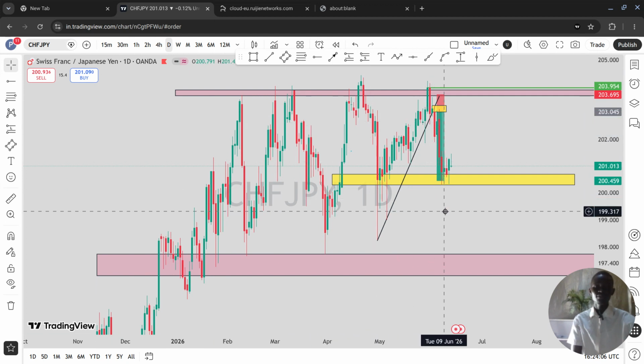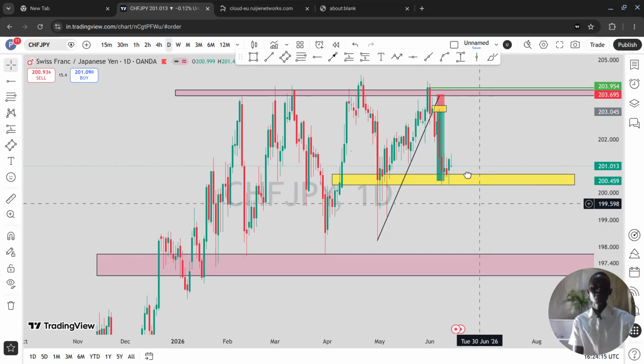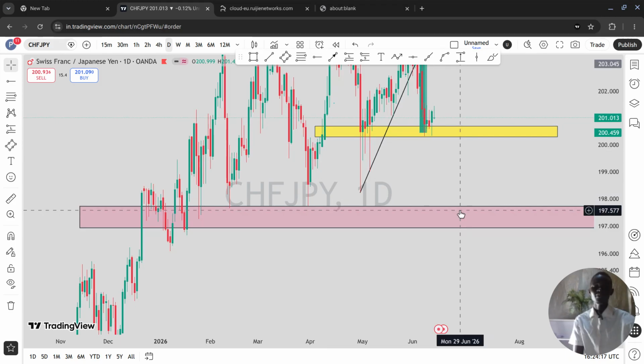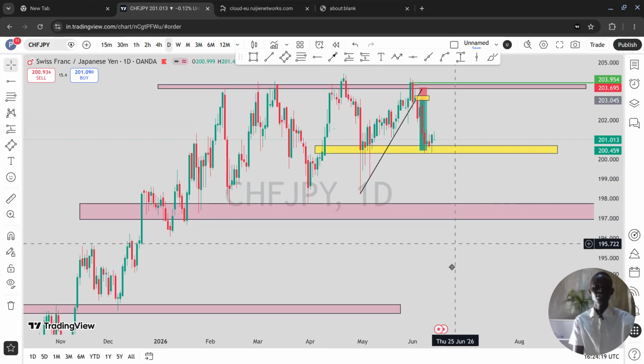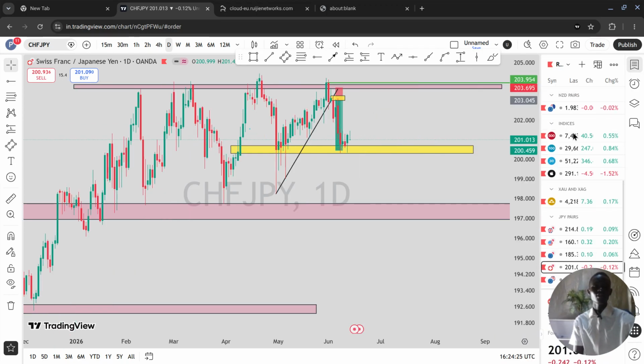CHFJPY: if it breaks below and gives me a pullback, that's when I'll wait for my confirmation, a bearish engulfing, trade it all the way to here, then take all of my profits and wait until it breaks lower again. So this is for CHFJPY.